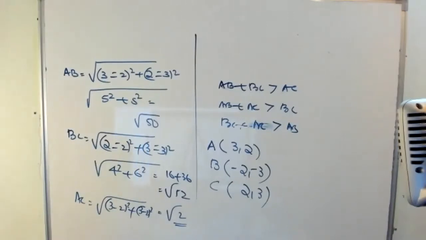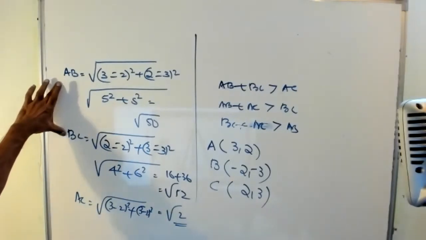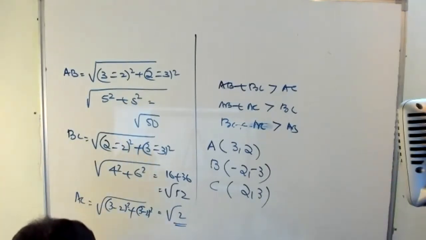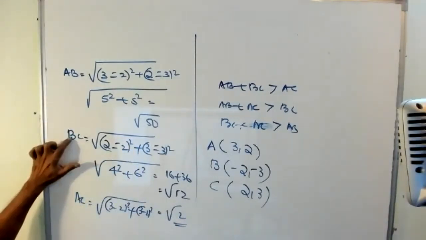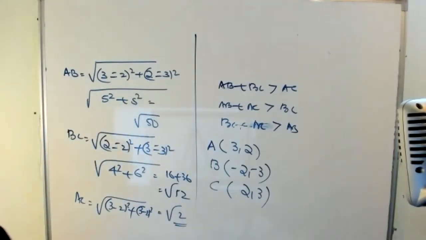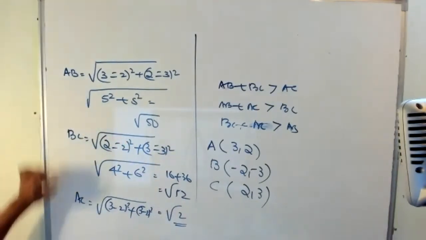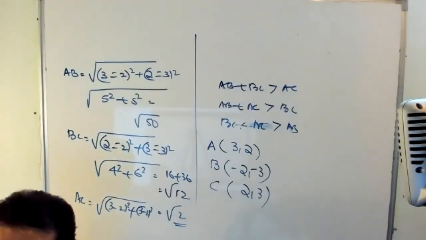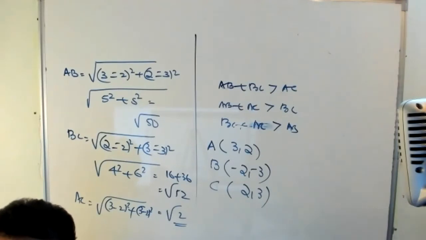So AB plus BC is greater than AC. Correct or no? Then AC plus BC is greater than AB. And AB plus AC is greater than BC. So we can form a triangle. Correct? Everybody got that? Vidya, did you finish?